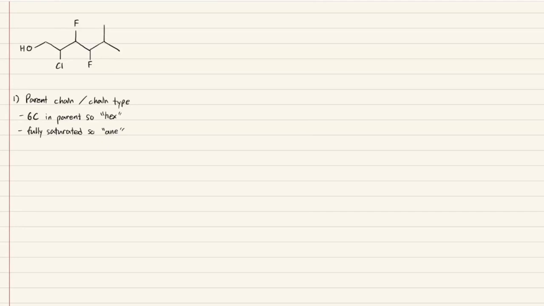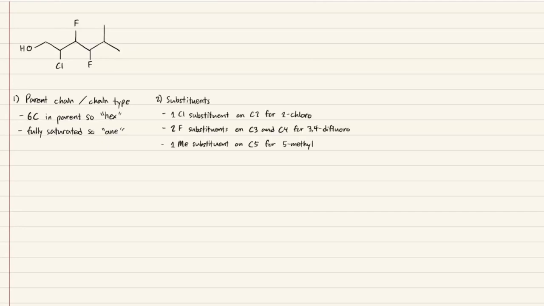Now we can put it all together and name this molecule. Let's first identify the parent chain and type of chain. 6 carbons in parent chain for hex. Fully saturated chain for ane. Now let's take note of our substituents. 1 chlorine substituent on C2 for 2-chloro, 2 fluorine substituents on C3 and C4 for 3,4-difluoro, 1 methyl substituent on C5 for 5-methyl. Finally, we give the molecule a suffix, alcohol group on C1 for 1-ol.